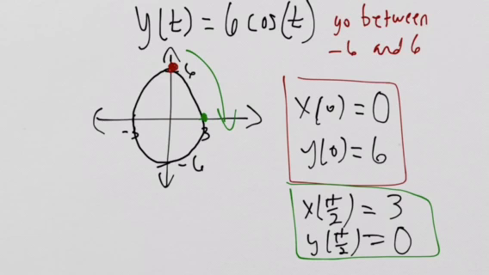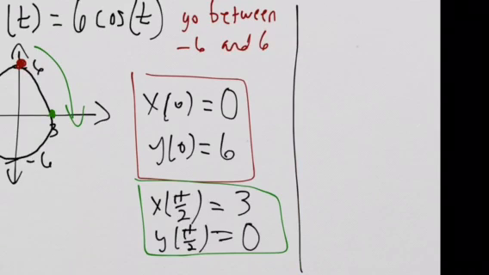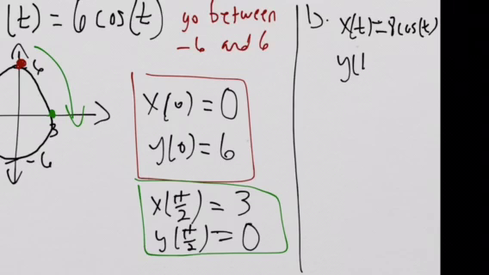So then now let's do B. Normally my iPad lets me go to a new page, but it is acting up right now. So we are going to just do it over here. B, x of t is equal to 8 cosine t. And y of t is equal to 8 sine t.